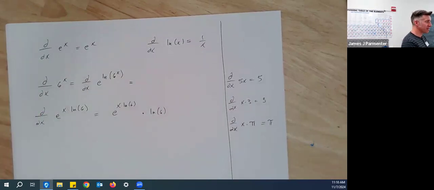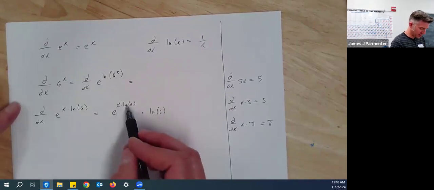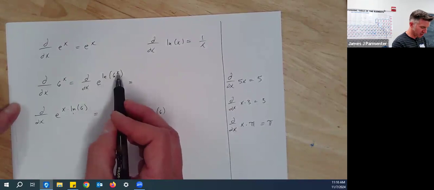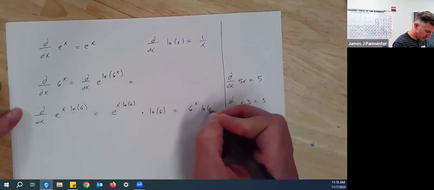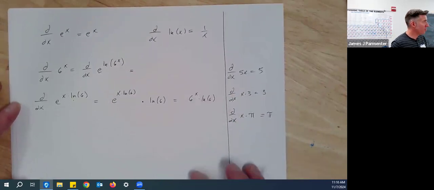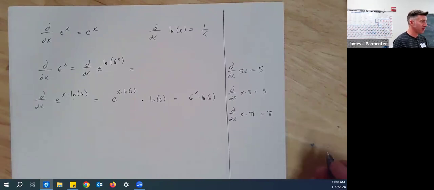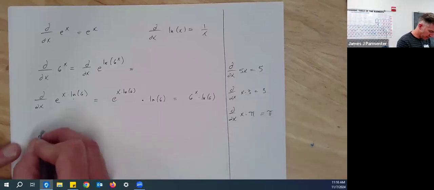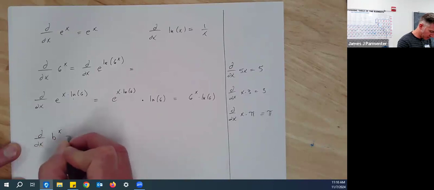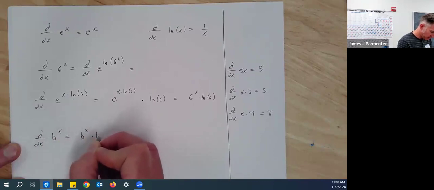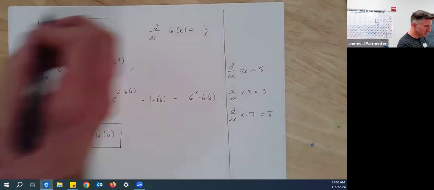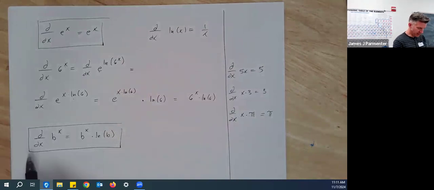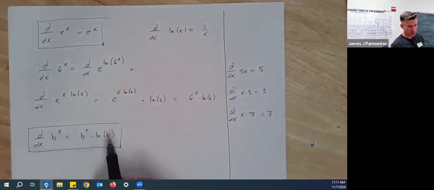And then we should rewrite this, because e to the x times natural log of 6 is just e to the natural log of 6 to the x, which was just 6 to the x that we started off with. So this is really just 6 to the x times natural log of 6. So the more general rule for differentiating some exponential function whose base isn't e is that the derivative of b to the x is equal to b to the x times the natural log of b. And if your base happens to be e, well, great, that still works. The derivative of e to the x is e to the x times natural log of e, and natural log of e is just 1.